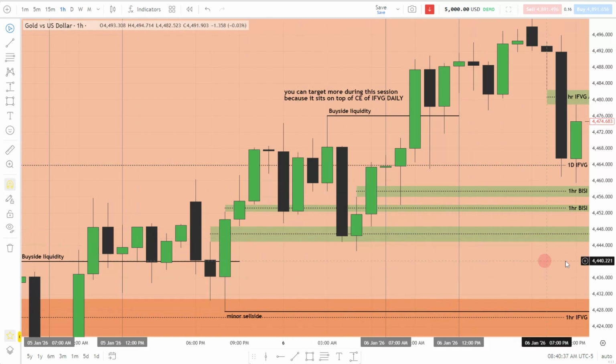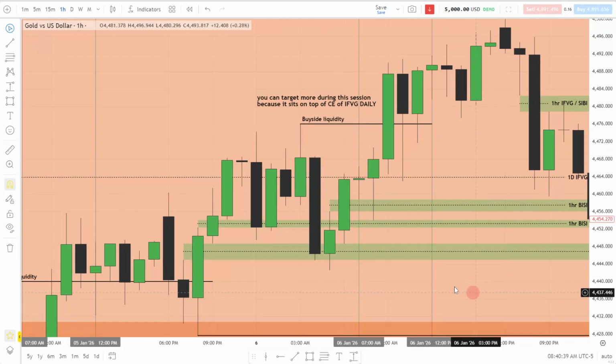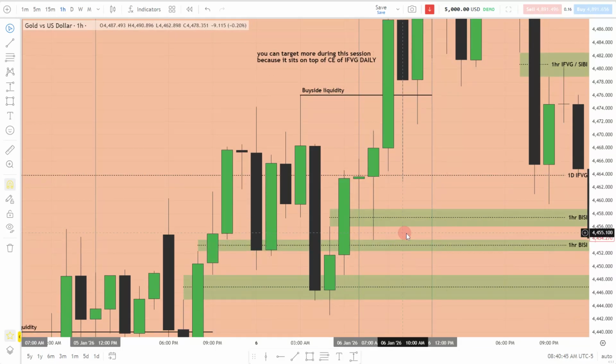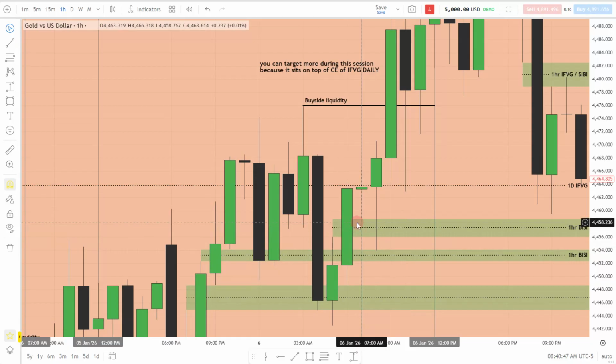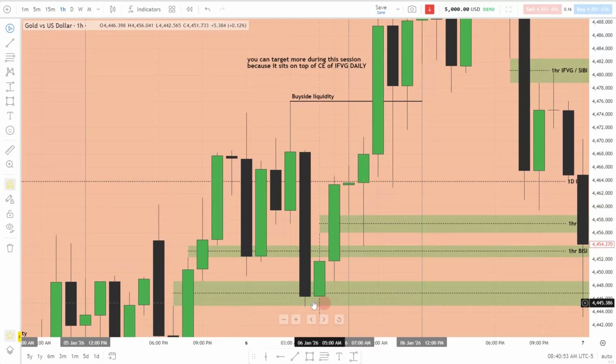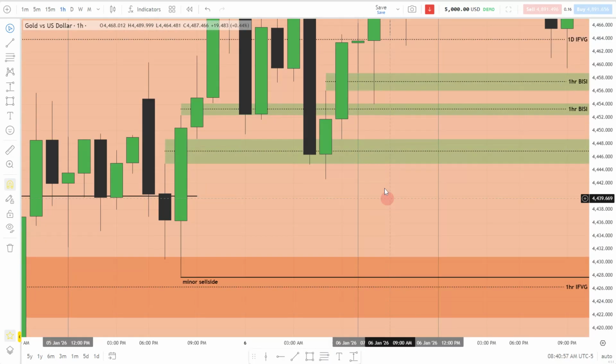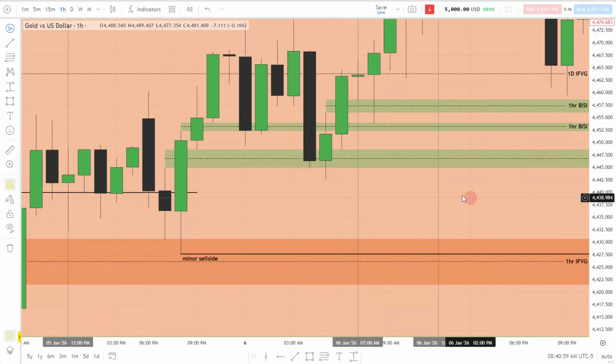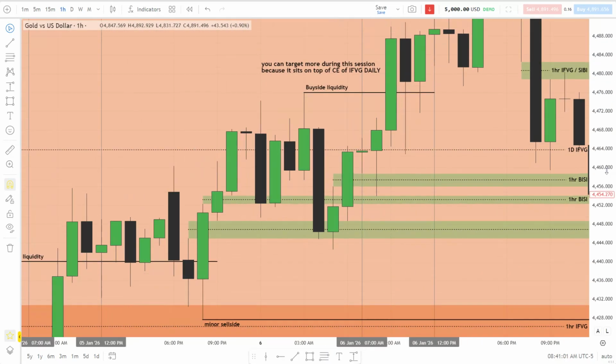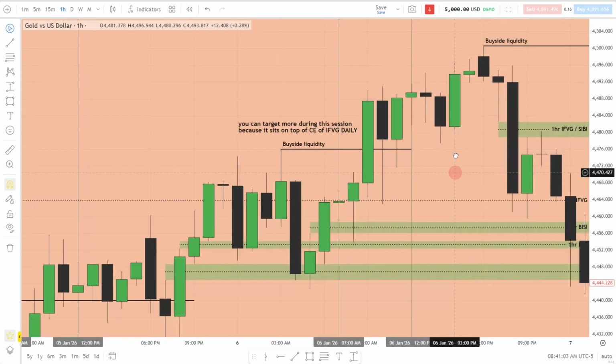Pointing out this 1 hour BC. Also pointing out this 1 hour BC. You can see that. Also pointing out this 1 hour BC. That's before 7. Remember? And I have this buy side liquidity and I have this sell side liquidity. So I'm going to directly see where price is taking me to.